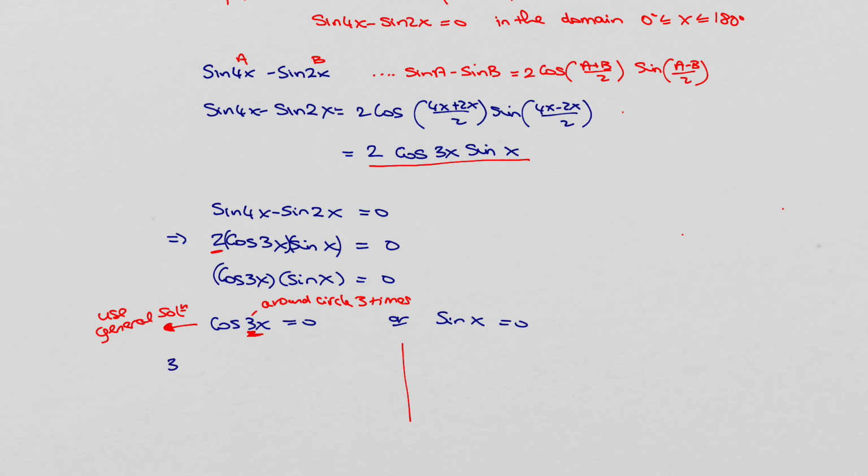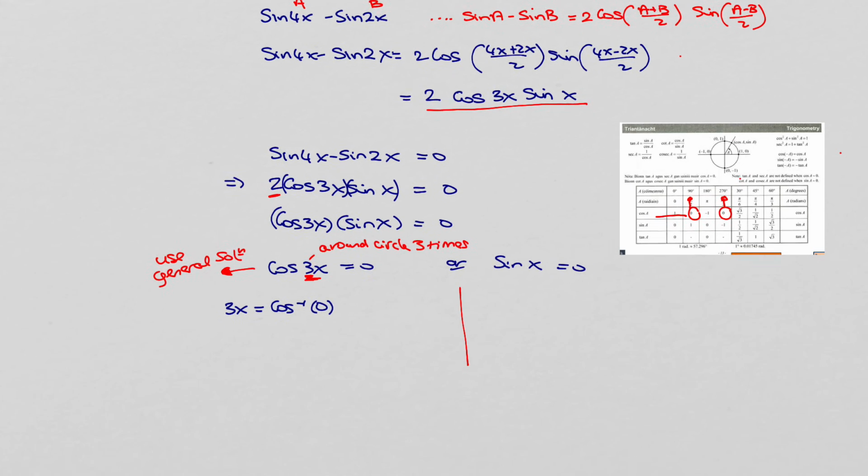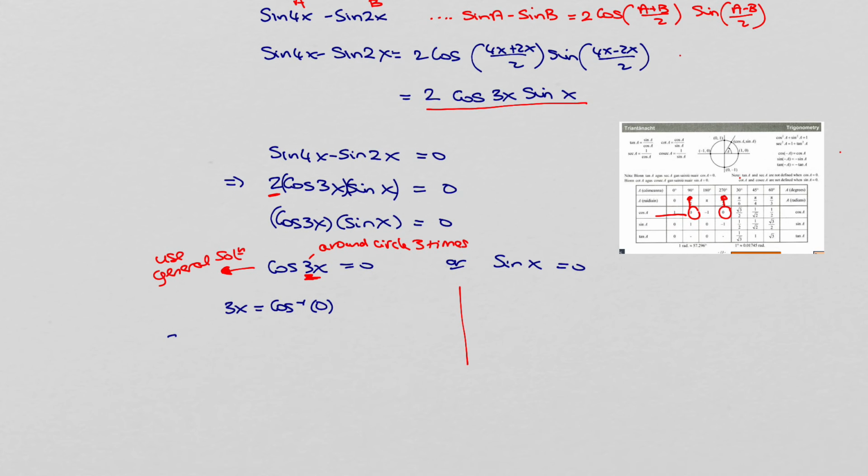So that means that 3x is equal to cos inverse of 0. And let's go to our tables. We can see cos inverse of 0 is 90 degrees, but also 270 degrees. So there are 2 possible values here. That means that 3x must equal 90 degrees, or 3x must equal 270 degrees.